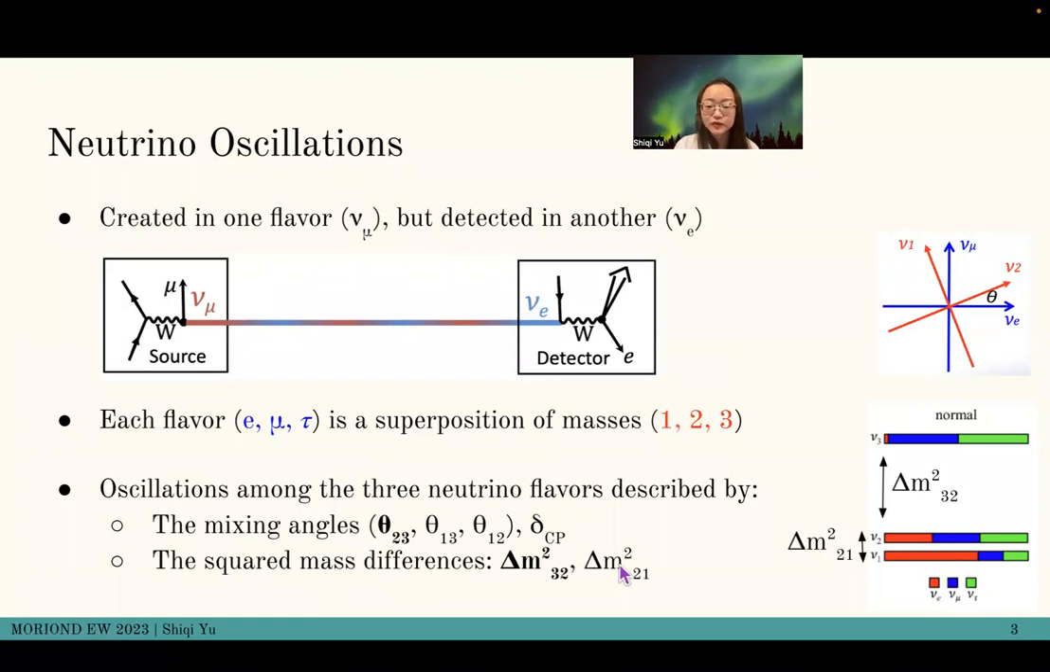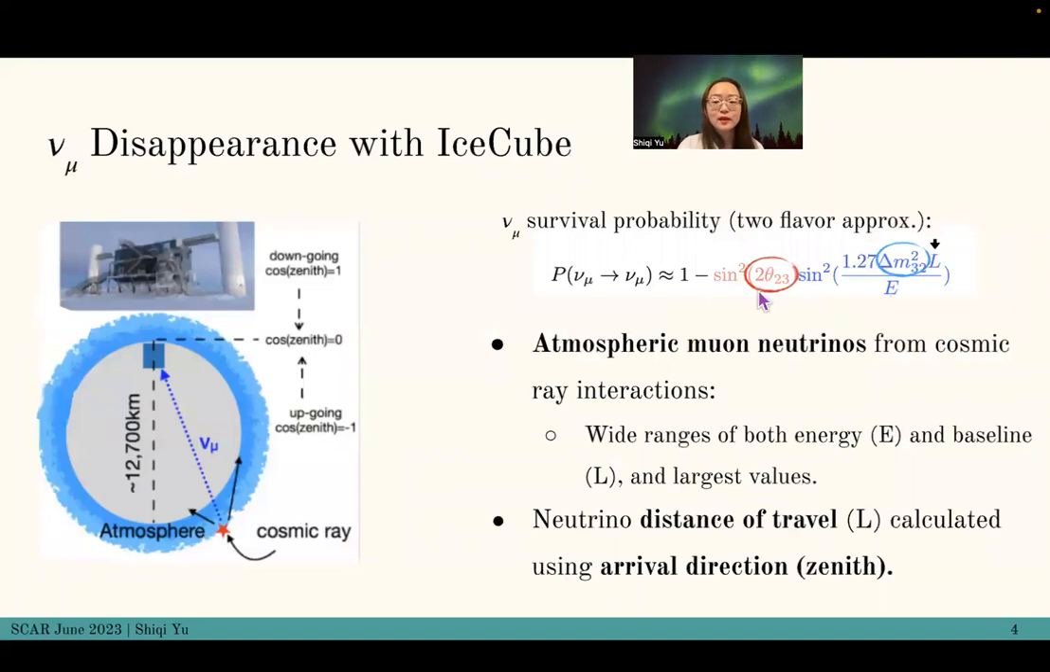mass differences of neutrinos. IceCube is sensitive to theta 23 and delta m squared 32 measurements by studying nu mu disappearance. If we write the nu mu survival probability, which is a function of oscillation parameters and L over E, L represents the distance between the production and detection sites of the neutrino, and E is the neutrino energy.